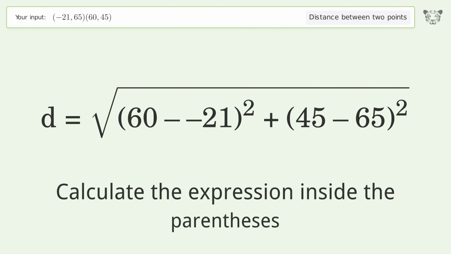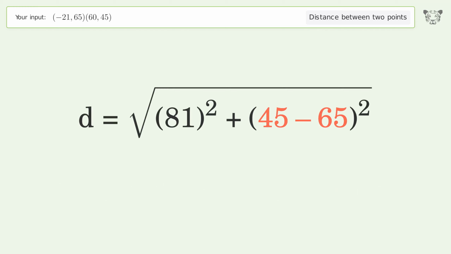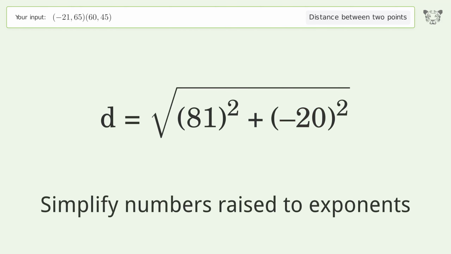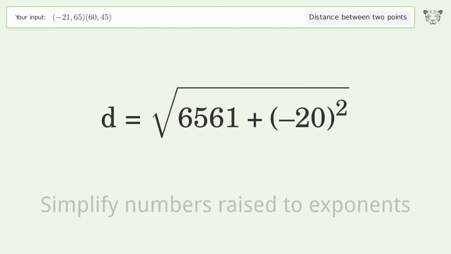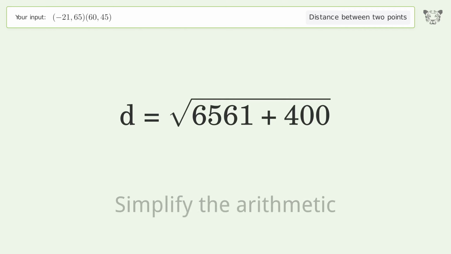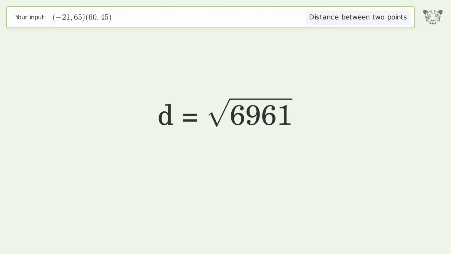Calculate the expression inside the parentheses. Simplify numbers raised to exponents. Simplify the arithmetic. And so the distance between the 2 points is the square root of 6,961, or 83.433.